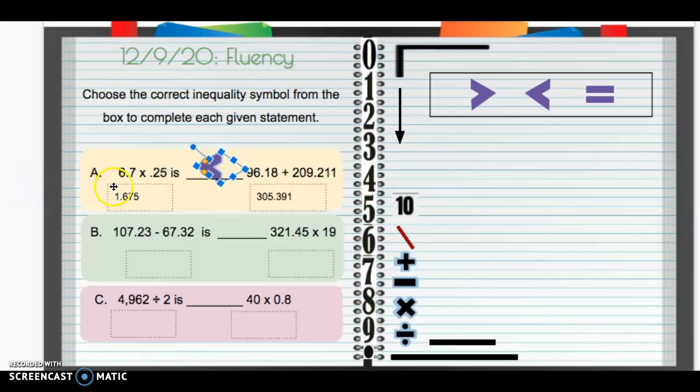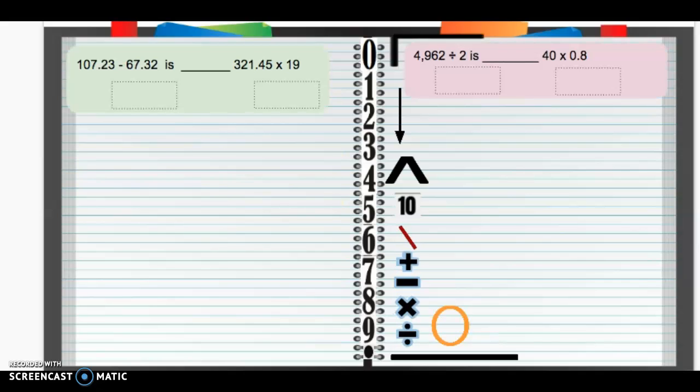All right, so we had just done A, and we determined that the addition problem, finding the sum of 96.18 plus 209.211, is greater than the product of 6 and 7/10 and 25 thousandths. So now I told you to show your work for B and C. So let's start solving these so we can get our answers for these problems.